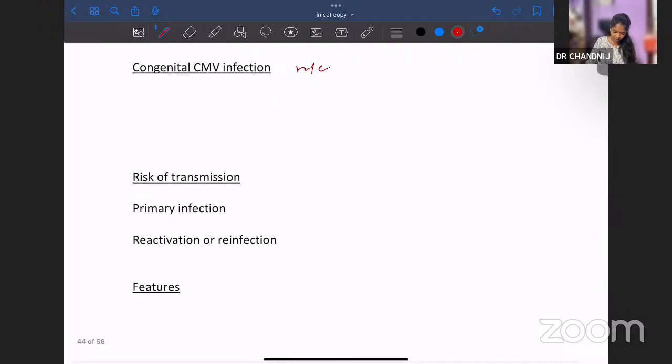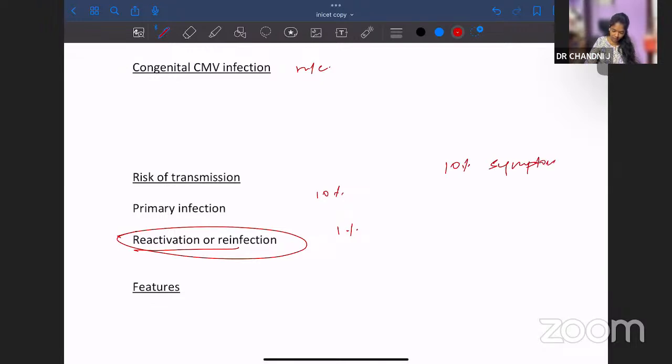Okay. So, which is common? Primary infection or reactivation? Reactivation is common. Though primary infection is more, reactivation is what is causing congenital infection. The risk of transmission is 10% in case of primary infection. If it's reactivation, it is very less. But the most common route is reactivation only. 10% of the babies will be symptomatic. All others will be asymptomatic.